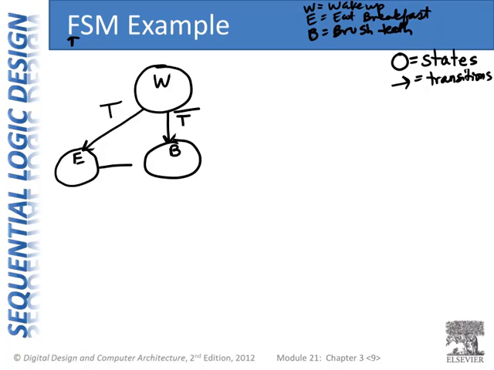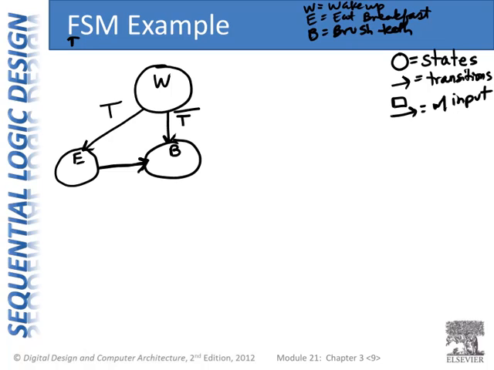And after we eat breakfast, either way, this transition doesn't have any input on it. And that means independent of what happens at the next clock edge, we're going to go from the eat breakfast state to the brush teeth state. So transitions may have inputs on them, or they may be independent. And these transitions happen at the clock edge.